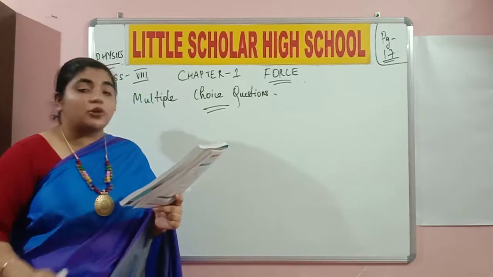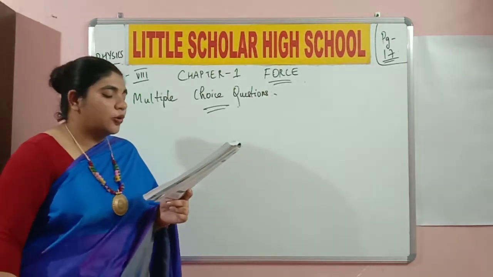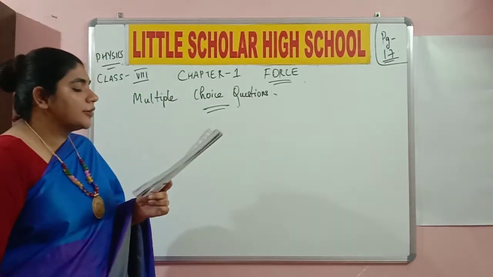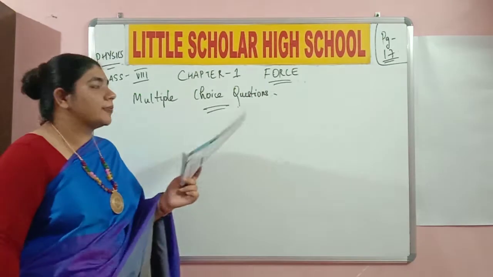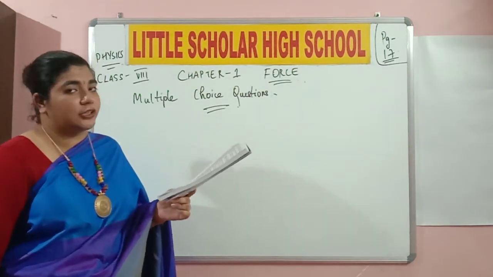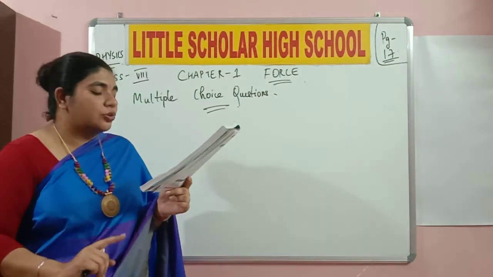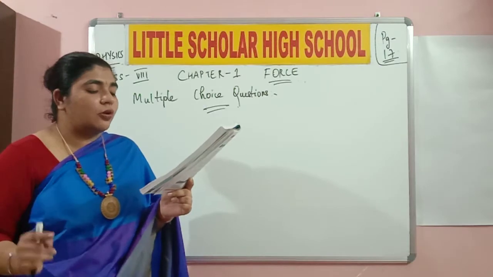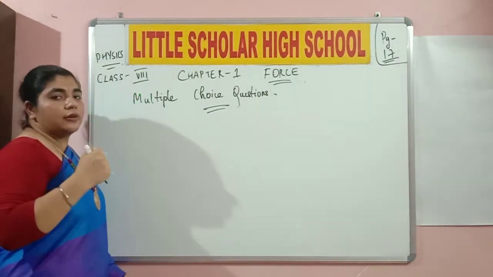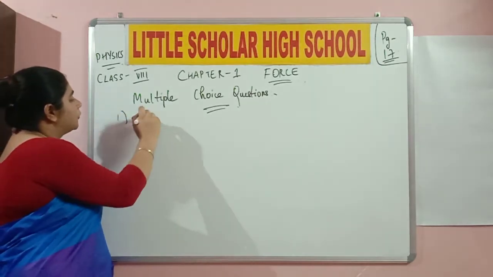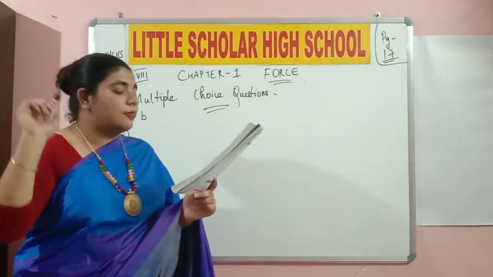The first question, I will read out the question as well as the options for you. I hope you have opened the textbook in front of you. The first one: hoisting a flag is related to. The name of the chapter is force, so definitely there is going to be push and pull over here. I repeat the question: hoisting a flag is related to push, or pull, or both push and pull, or pressure. What do you think? It is pulling. You're basically going to pull the string to hoist the flag. So the answer for the first one is B. Please write it in the brackets.